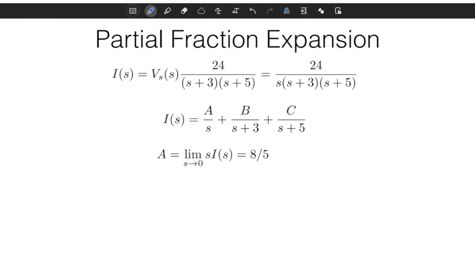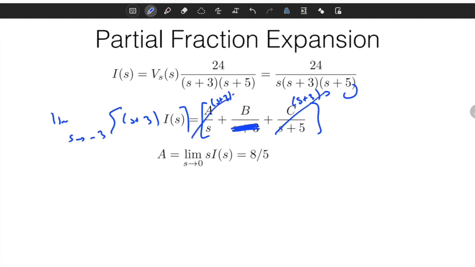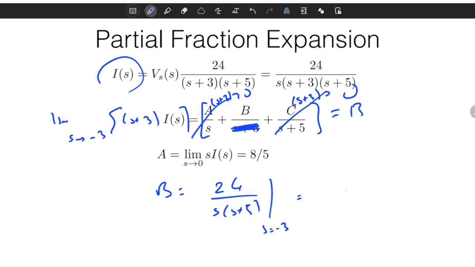Okay, so we will do the same trick for B. Multiply with S plus 3. If I multiply this part with S plus 3, the S plus 3 factors cancel. If I set S going to minus 3, this is going to 0, this is going to 0, this is going to B. So B is equal to I of S times (S plus 3), which is 24 divided by S plus 5, where I should replace S with minus 3. It is equal to 24 divided by 2, so it should be equal to 12.